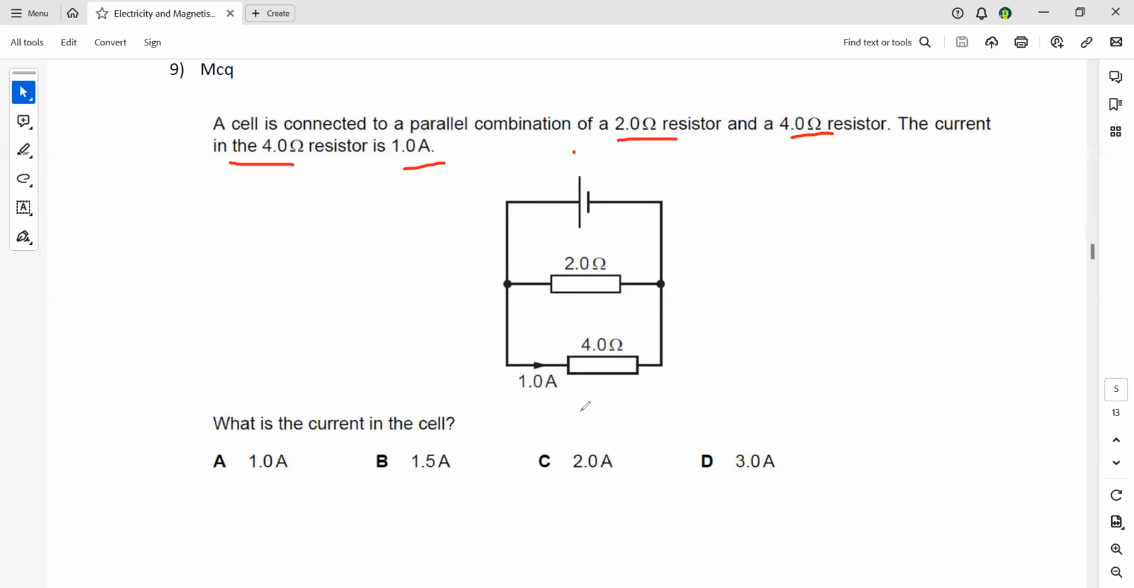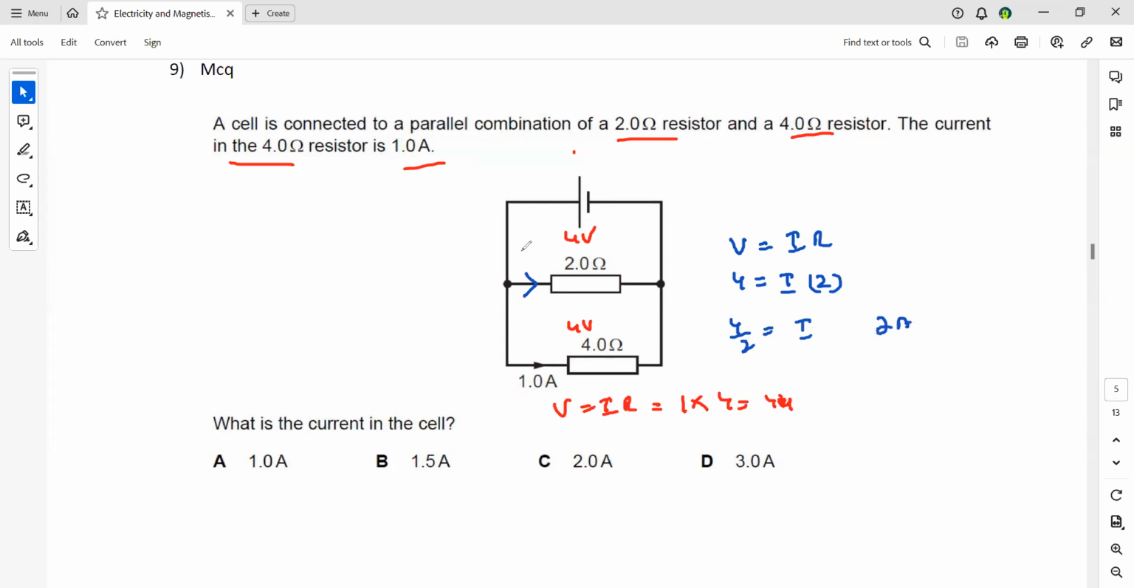So we can work out the voltage across the 4 ohm. V equals IR, where I is the current, 1, and resistance is 4. So that equals 4 volts. If this is 4 volts, what voltage will be here? 4 volts, because they are in parallel, they will have the same voltage. If we know the voltage, what will be the current here? We again use the same formula, V equals IR. Voltage is 4 here, current we don't know, and the resistance is 2. 2 is multiplied, so on the other side it will be divided. So 4 divided by 2 equals 2 ampere. So the current of 2 ampere is in this one and the current of 1 ampere is in the 4 ohm. The question is, what is the current in the cell?